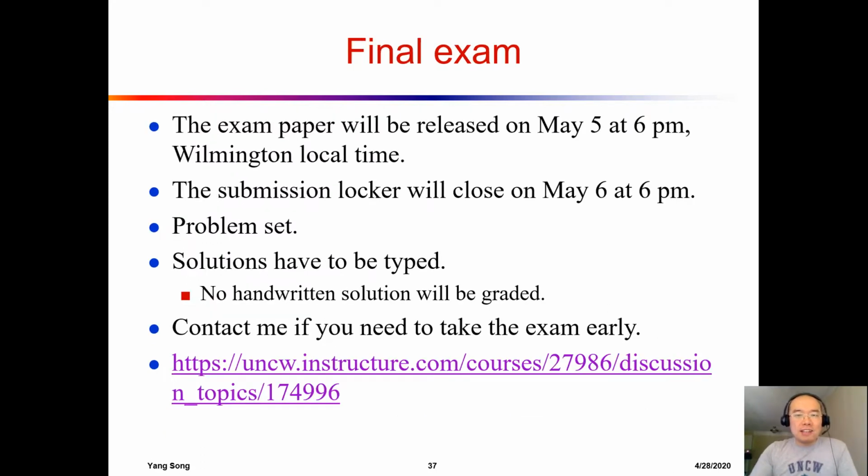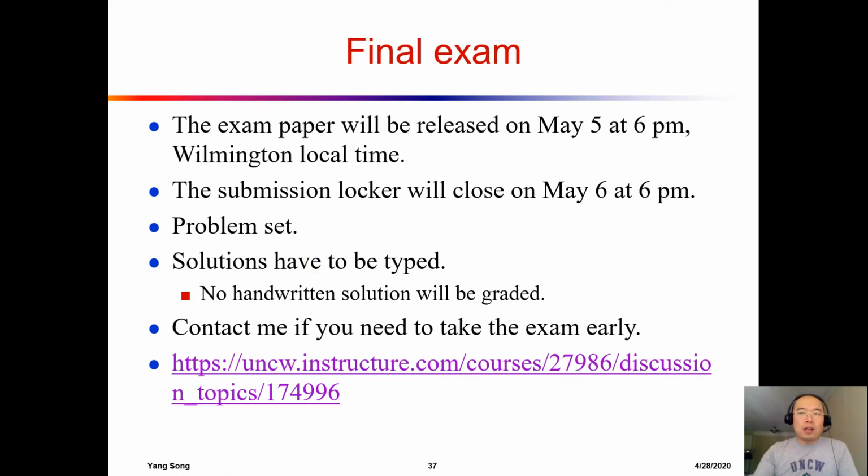Okay, and then the final exam. So this is the time for the final exam, and you will have 1 full day for the final exam. This final exam will be a problem set, and there might be some coding components, but you don't have to submit any .py file. You just write either Python code or pseudocode on the exam paper. And then the solutions have to be typed.